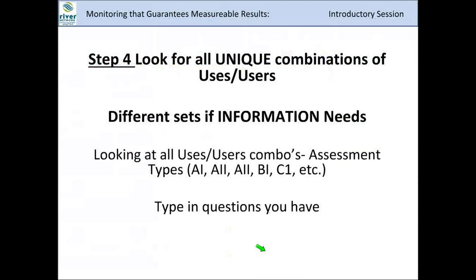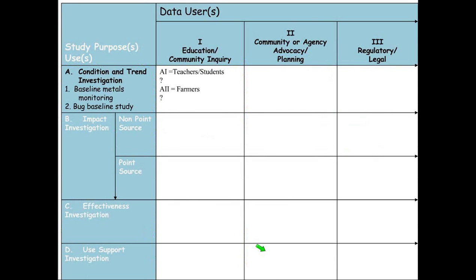If they don't, what I'm asking you to do is to fill out your unique combinations of users and uses. Again, just play with it. See if you can do that, of who you would target or who you are already targeting.